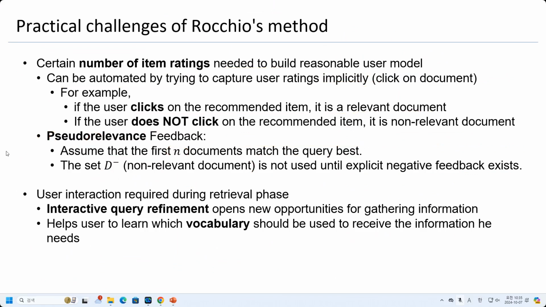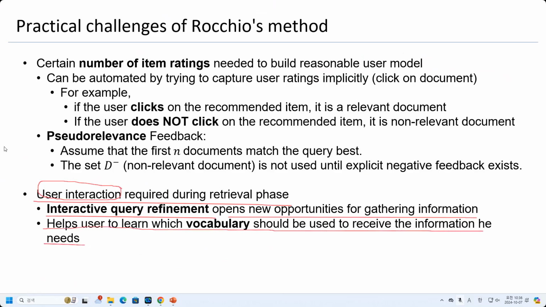The other way, we can use user interaction required during the retrieval phase. It means when we want to retrieve, we ask the user continuously. So interactive query refinement opens new opportunities for gathering information, but it is highly time consuming, because you need to have the user feedback every time. It helps the user to learn which vocabulary to use to receive the information he needs.